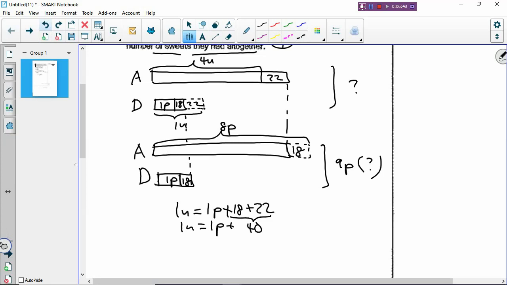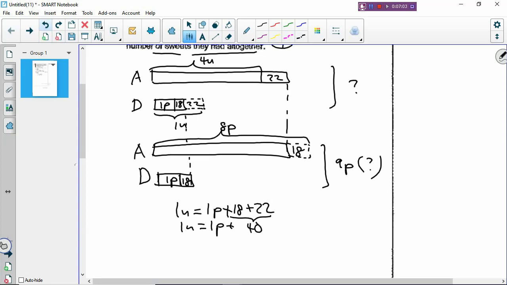And the purpose of model drawing is to find what is 1 unit. So you have actually found what is 1 unit, even though it looks a bit strange. Your 1 unit is equal to 1 part plus 40, and you are going to use that to continue to work out some more steps.